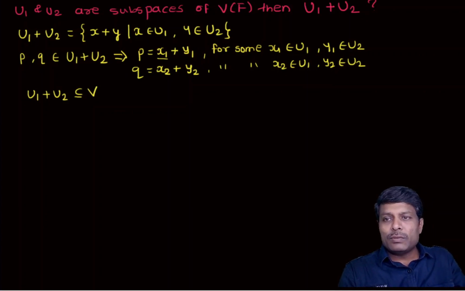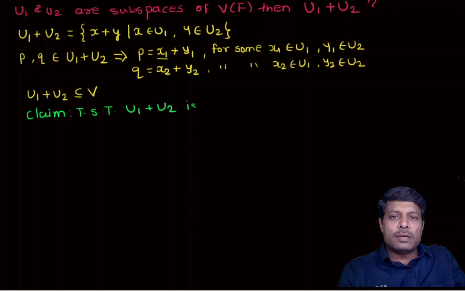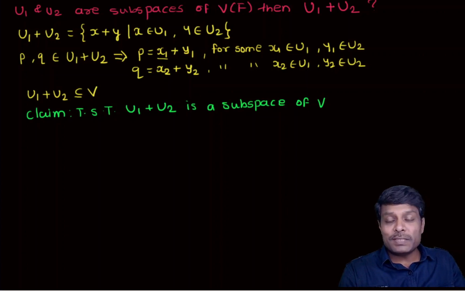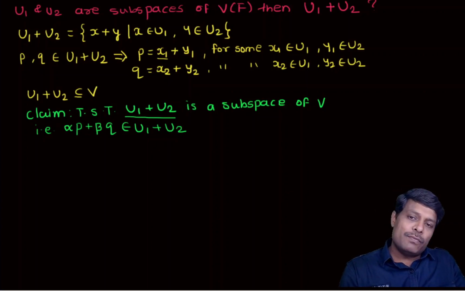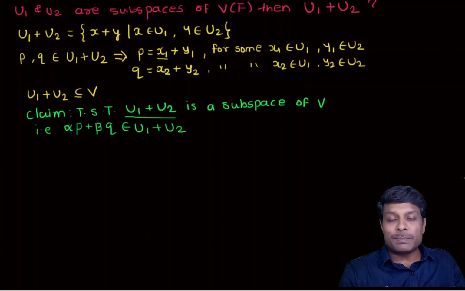Now, what is our claim? Our claim now is to show that this u1 plus u2 is a subspace of V. Now tell me, what is the condition required to check for the subspace? You have to consider any two elements from this addition. Already we have considered P and Q. Now you consider any two scalars, alpha, beta. If you want to show that it is a subspace, you have to show that alpha into P plus beta into Q is again a member of u1 plus u2. This is what we want to show. If we show this, u1 plus u2 will become a subspace of V.